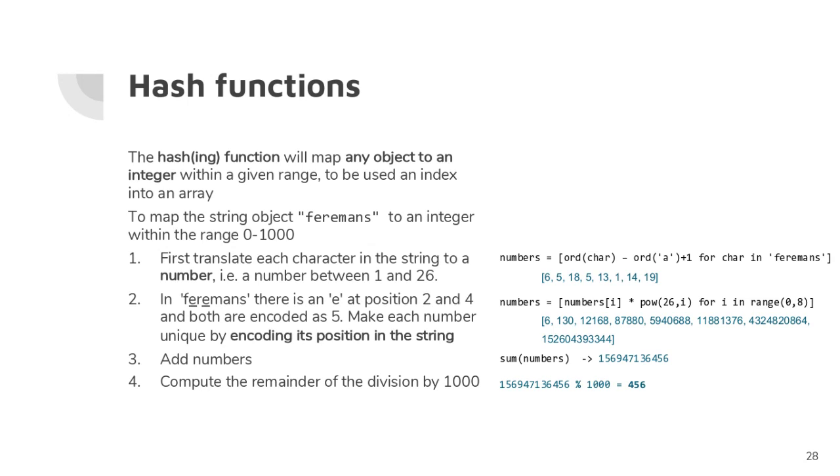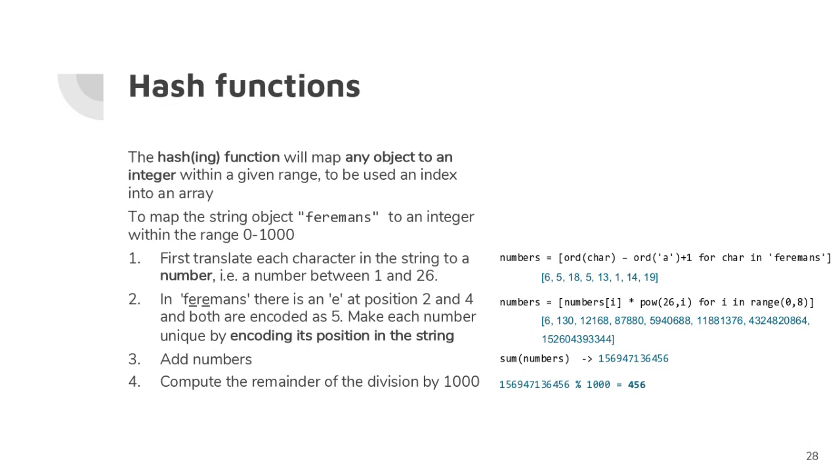So what is a hash function? Well, a hash function is basically a function that maps any object. In this example I have string objects, but it maps any object to an integer within a given range, to be used as an index into an array. For example, if you have an array of length 10, you have indexes 0 to 9, and it takes constant time to reference any item. If you just want the 5th or the 6th element, you can use that index and get the value in constant time. But the problem with arrays is they don't work if you have strings.